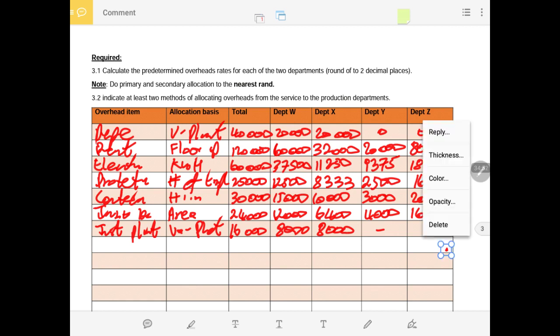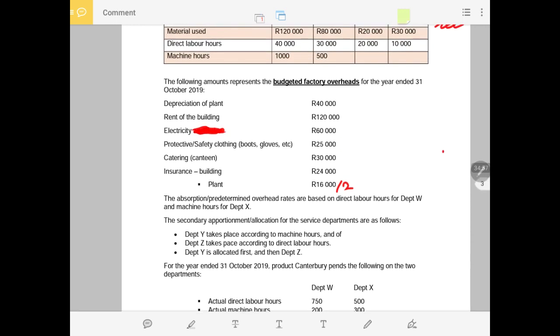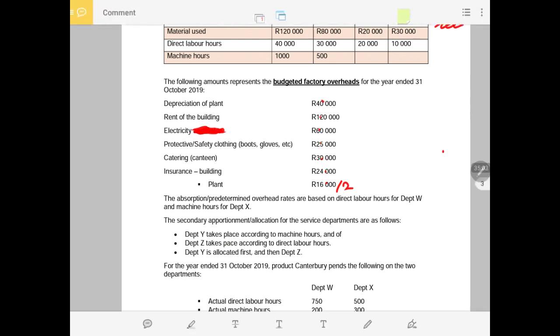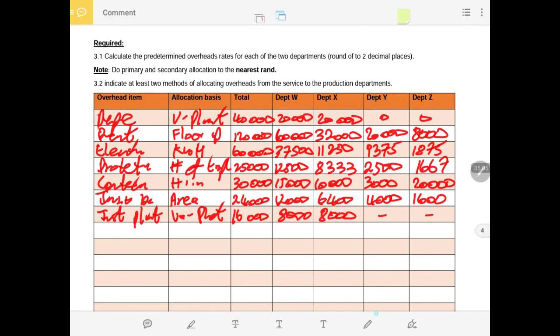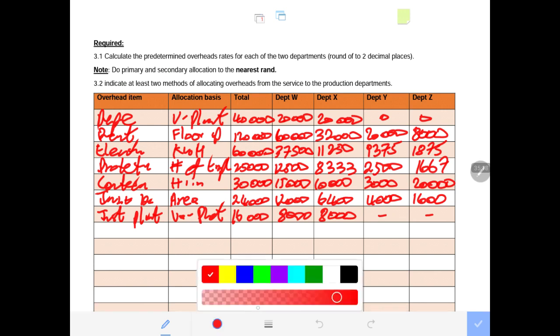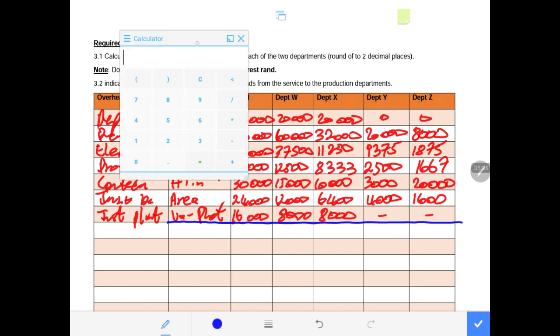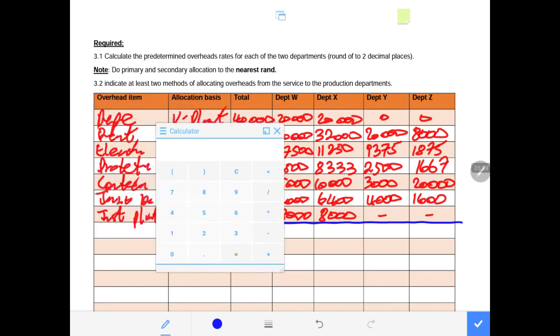Then we have now done the primary allocation. Just to verify, primary allocation is done: 1, 2, 3, 4, 5, 6, 7 overheads that have been allocated to all four of our departments. This is what we call primary allocation. Then after, we need to calculate the cost of the primary allocation. Then after, we do the secondary allocation.